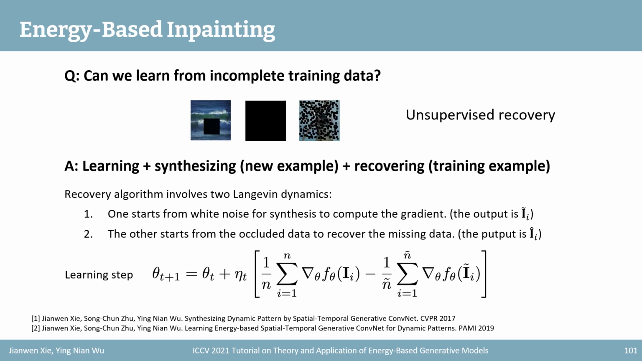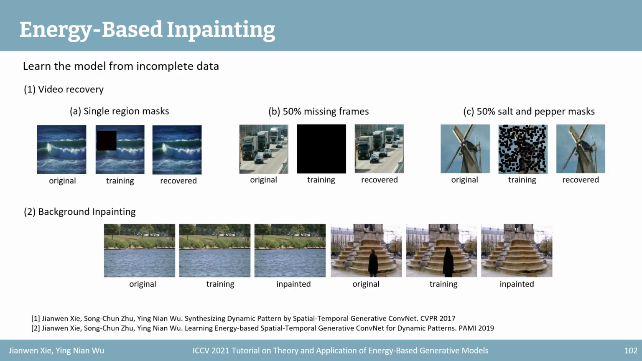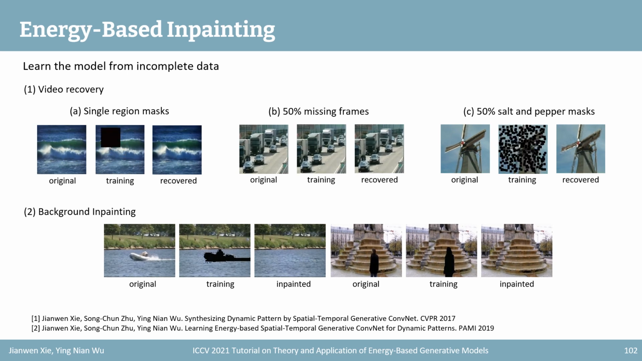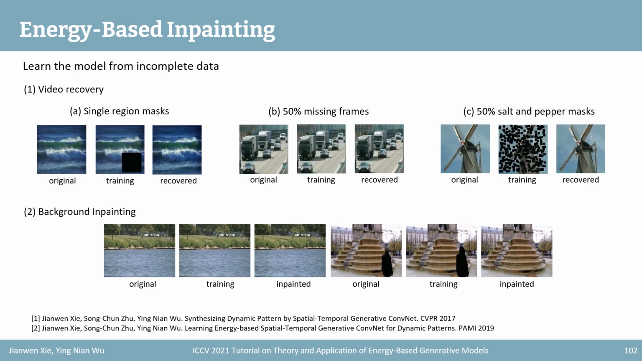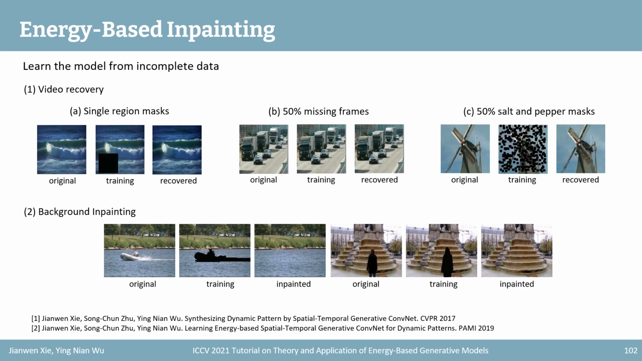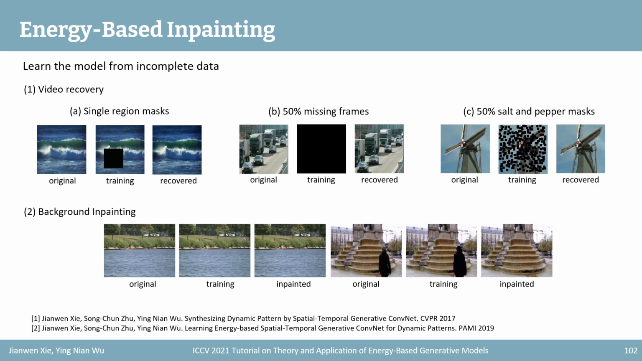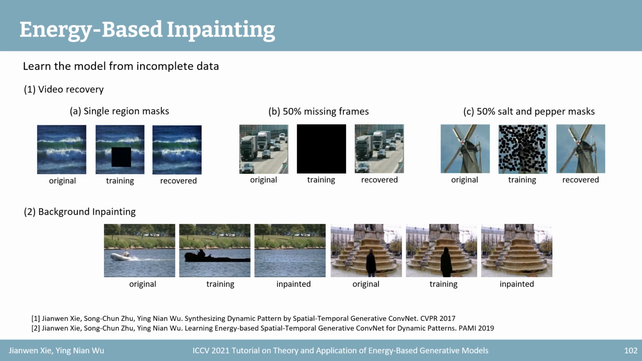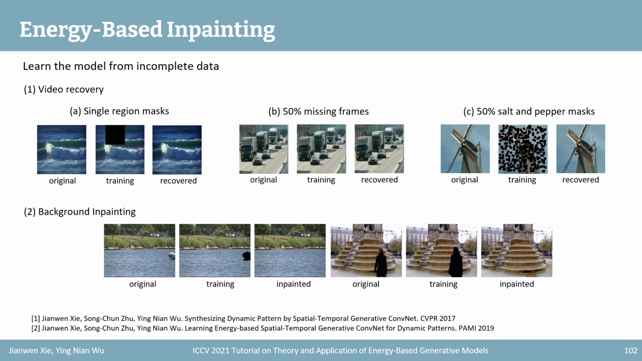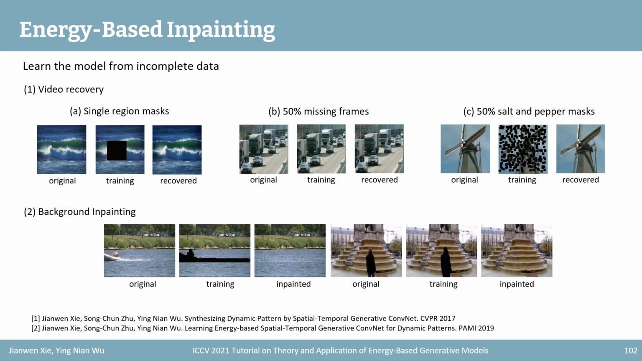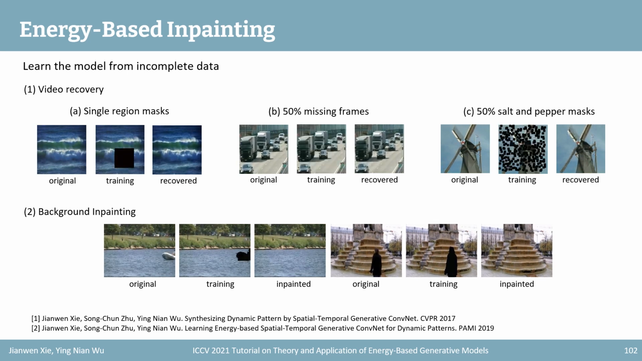The algorithm simultaneously accomplishes three tasks. The first one is to recover the training data. The second one is to synthesize new video examples. And the third one is to learn the model parameters. Here are some recovery results by learning the energy-based spatial-temporal generative ConvNet from incomplete data. There are three types of masks for occlusion: salt and pepper masks, missing frames, and single region masks.